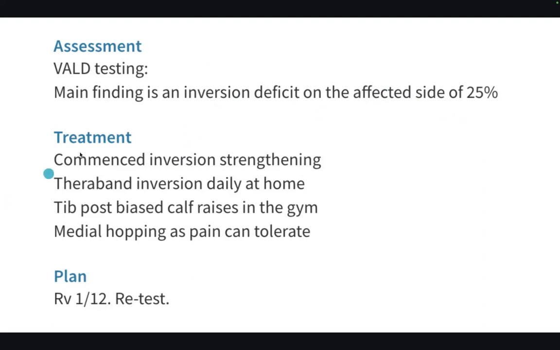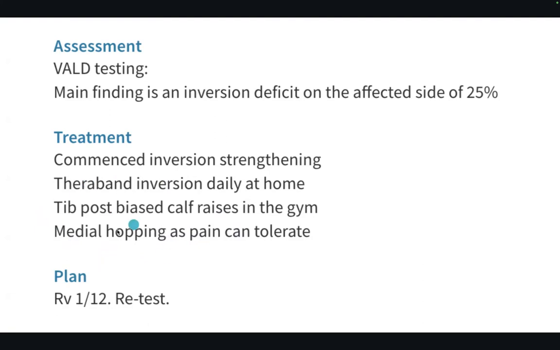So what we did with our rehab was we started inversion strengthening, TheraBand inversion, because she's quite weak. So really wanted to target that tib post, got her on the TheraBand. And also tib post bias to calf raises. So a calf raise with the band around the foot, pulling the foot into eversion, so that she had to use her tib post to correct that. And I'll show you that in a second, but that should make sense.